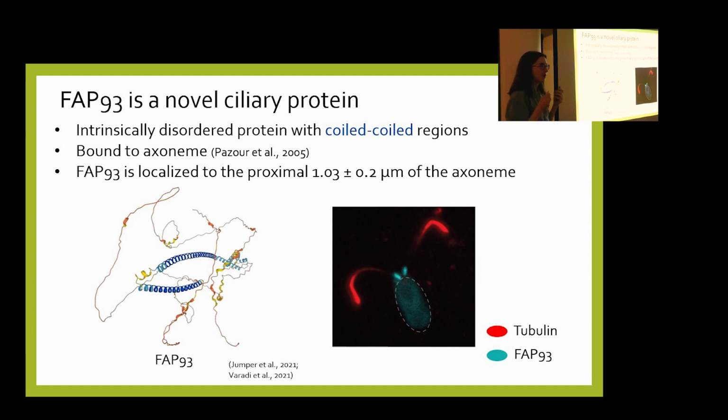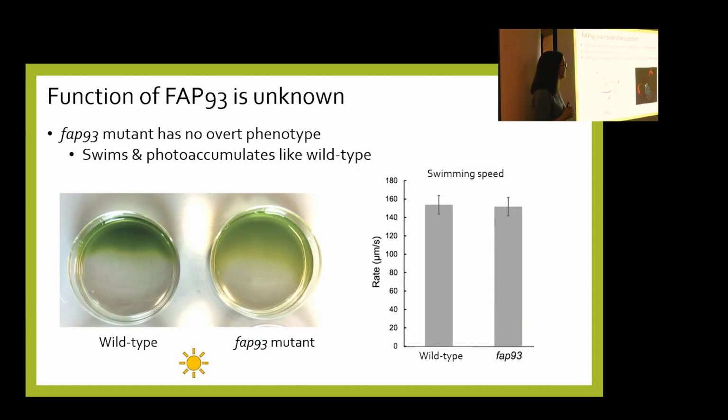And FAP93 is very tightly bound to the axoneme, and so what that means is if you peel away that ciliary membrane, FAP93 is still associated with the axoneme. And FAP93 is also localized to the proximal 1 micron of the axoneme. So in this immunofluorescence on the right, the cilia are represented once again in red by tubulin, and FAP93 is in teal. And so what we see is FAP93 localized to the very base of the cilia, close to the cell body. And so while we know this about FAP93, we still don't know its function.